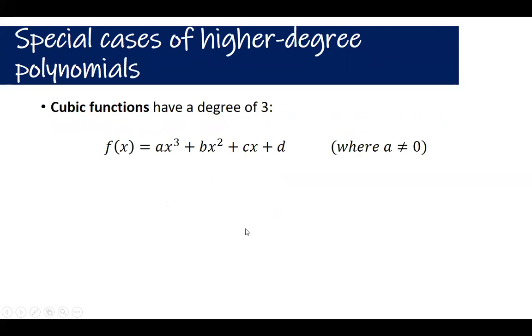There's some special cases of higher degree polynomials. Like I said, you could have x to the 121st power and have a degree of 121, and that would be fine. But we're going to talk about some special cases here that are going to stick with us for the rest of this unit.